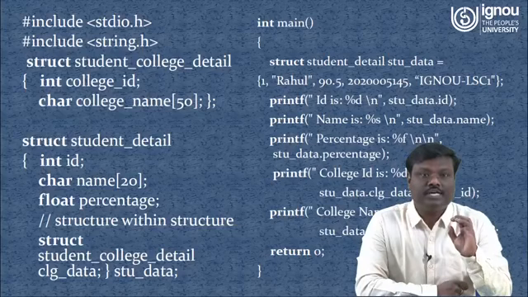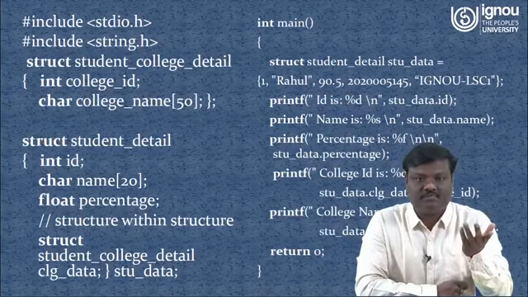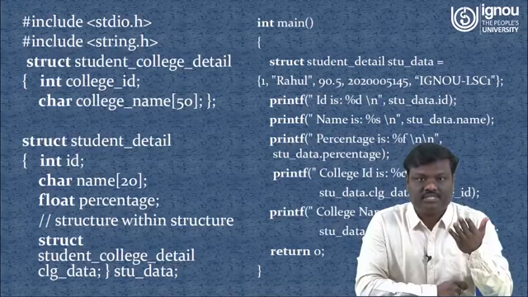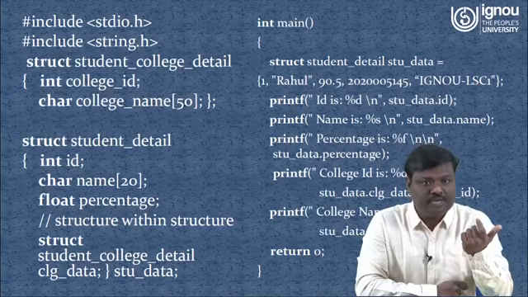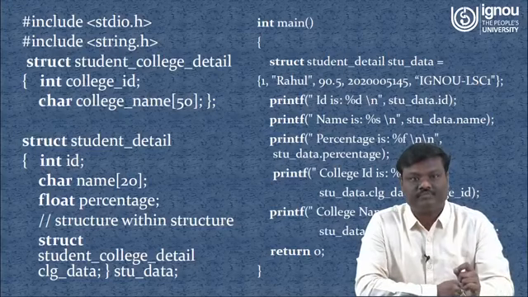Whenever you want to initialize the members of this stu_data, that is the structure variable we are taking. So stu_data.id, as usual a simple structure variable we are declaring, like student data and id, whatever the id that is there, like you can see over here, 1 is there, name is a character array, and then percentage we are taking as 90.5.